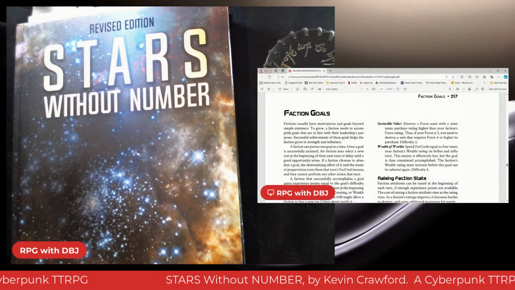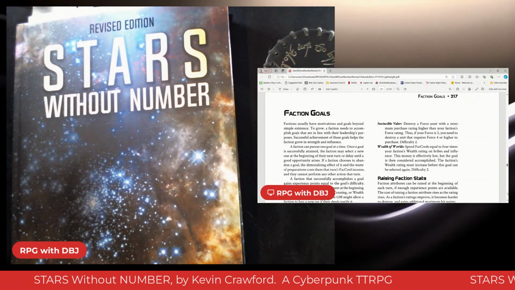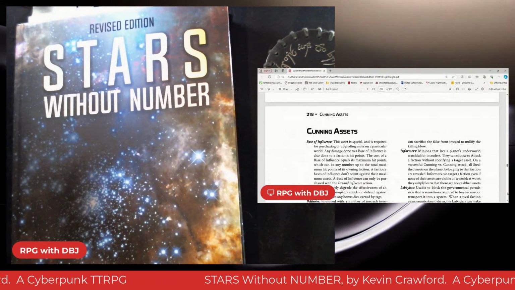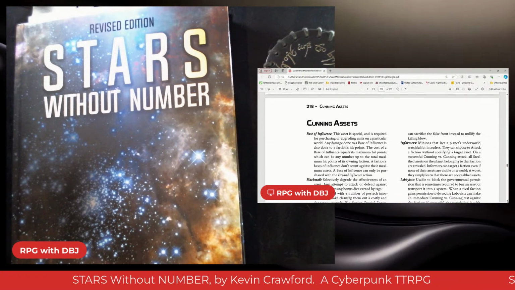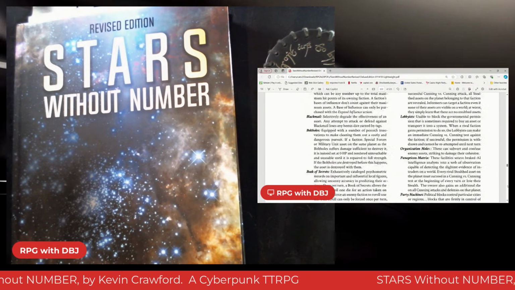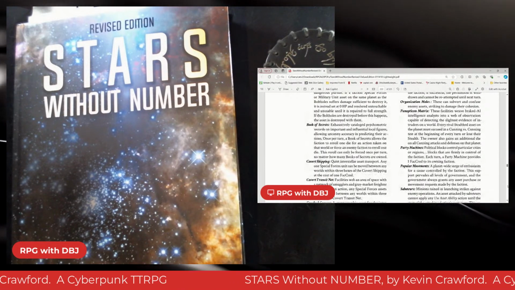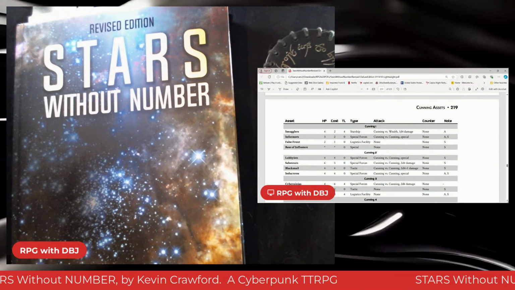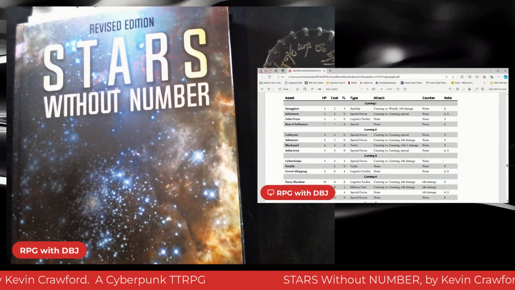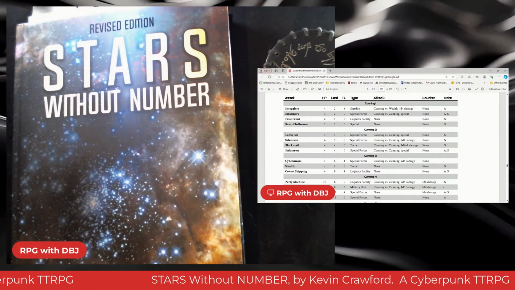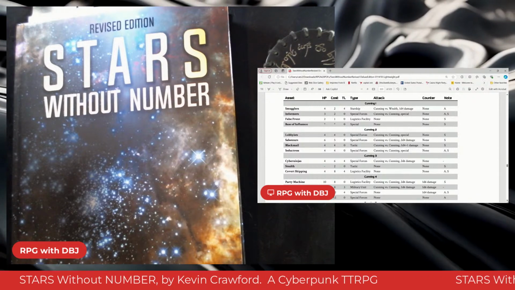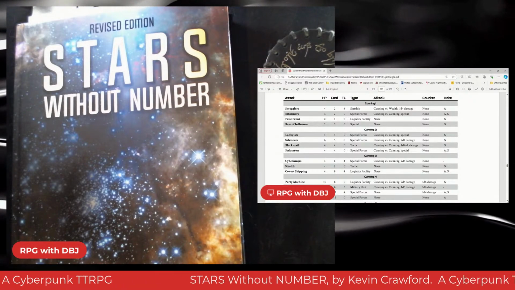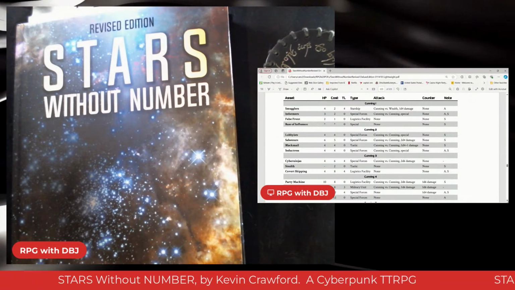Invincible valor, wealth of worlds, or goals they may have. And then there's different assets: lobbyists, informers, blackmail, base of influence, party machines, covert shipping. Kind of cool. And players can operate their own faction. So players could play characters that are basically weaker members of a powerful faction, and then the players could play that faction.